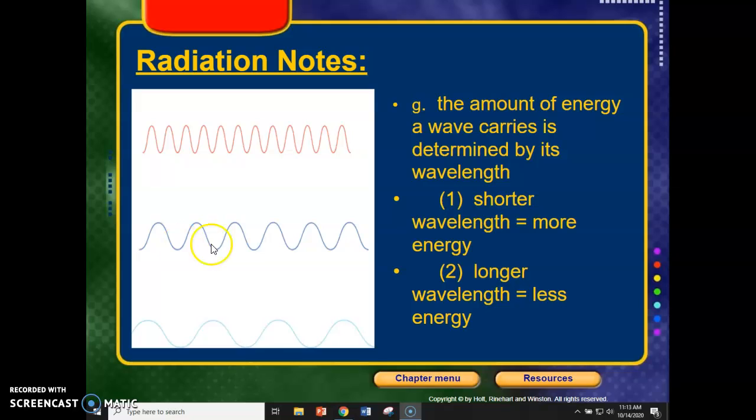You notice that the amplitude of these three waves is the same, which means the amount of energy each wave carries is the same, but the frequency at which the wave hits you from here to here to here is different. Frequency is the highest here, the lowest here.